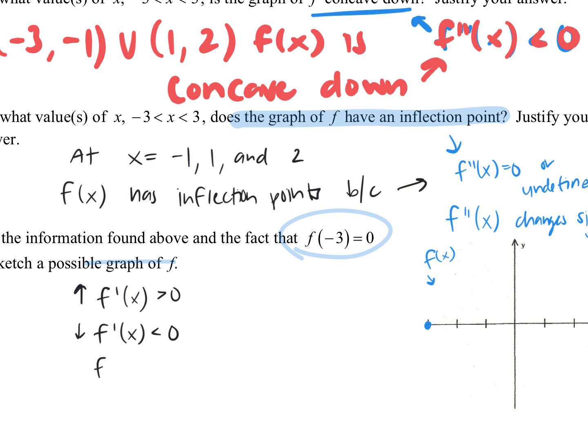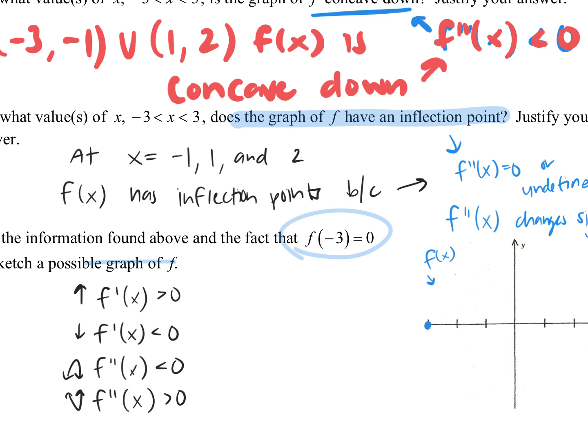I know when my second derivative is less than 0. That tells me where it is concave down. And when my second derivative is greater than 0, it tells me when it is concave up. So I would suggest writing those intervals for all 4 of those pieces of information, and then try and sketch a picture or a possible graph of what that would look like.